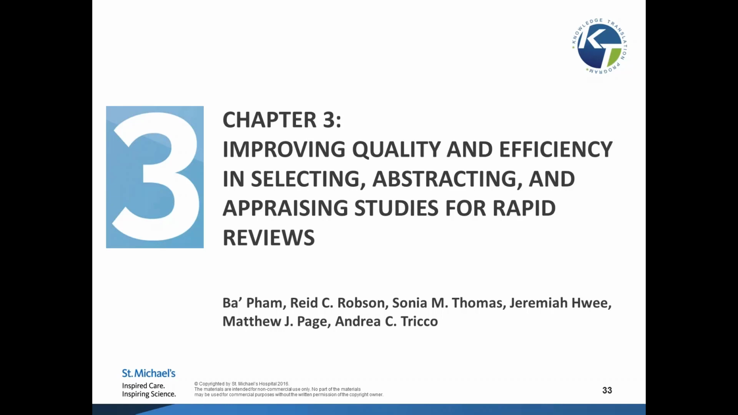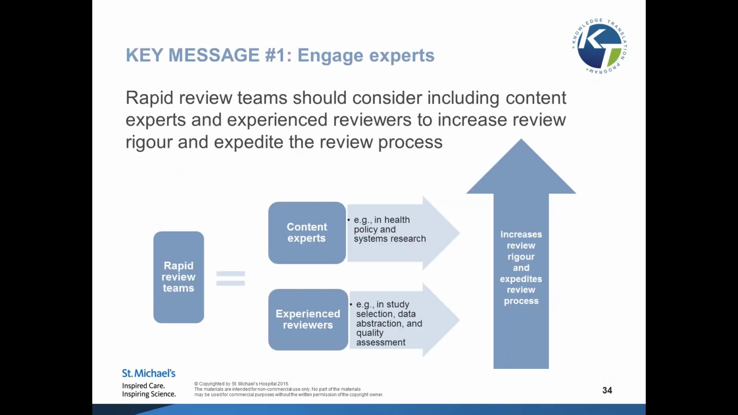So moving on quickly to chapter 3. This was looking at when we're selecting, abstracting, and appraising studies in rapid reviews, how do we make sure that we improve the quality and efficiency in these steps? Content experts as well as experienced reviewers can increase the review rigor as well as expedite the review process. So if you have a systematic review team and you decide you're going to start doing rapid reviews for your knowledge users, it actually is quite an easy transition, because you are all going to know the methods. You're going to hit the ground running.